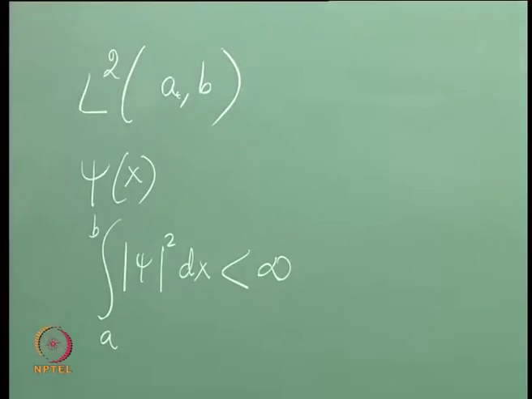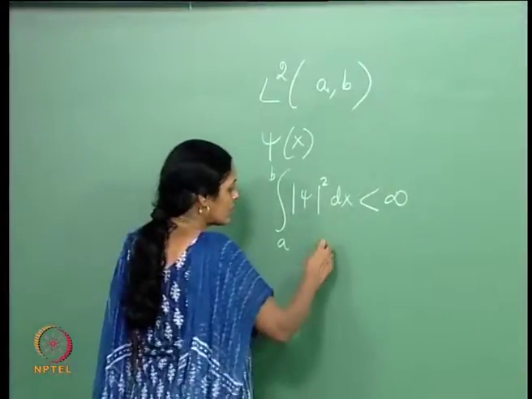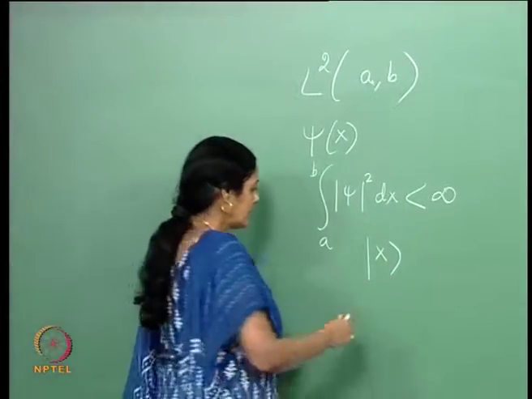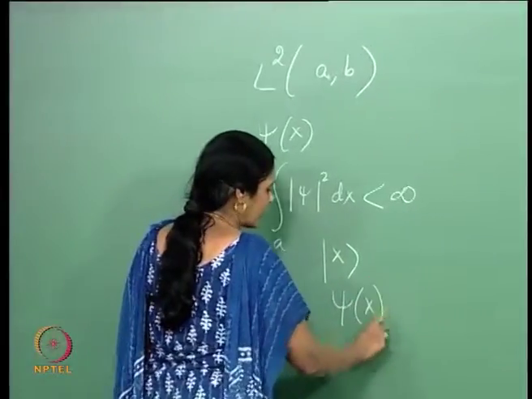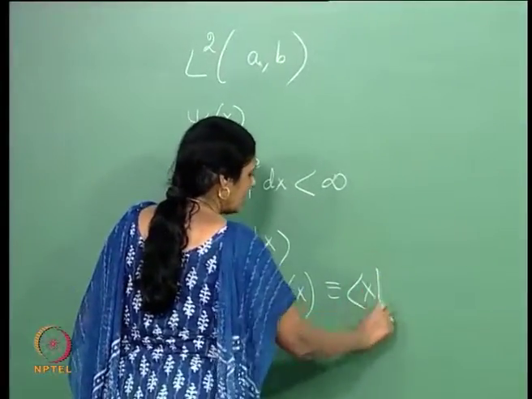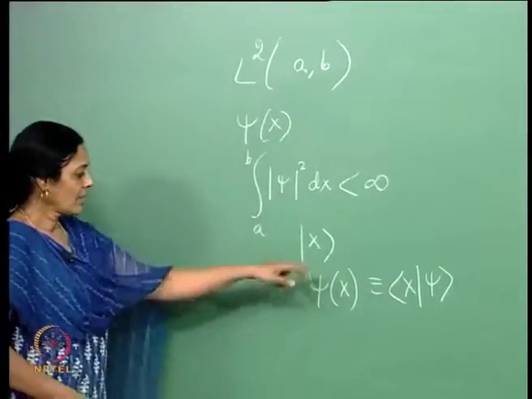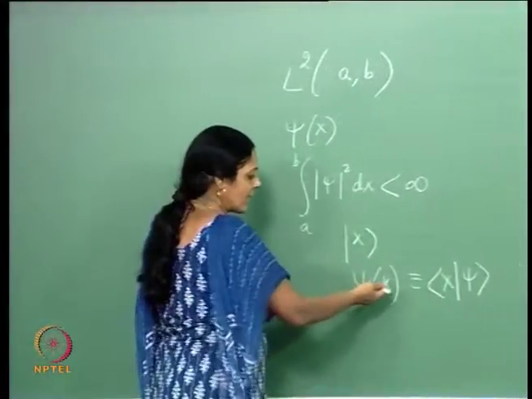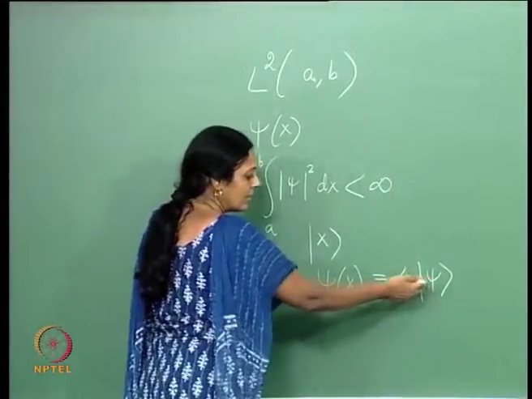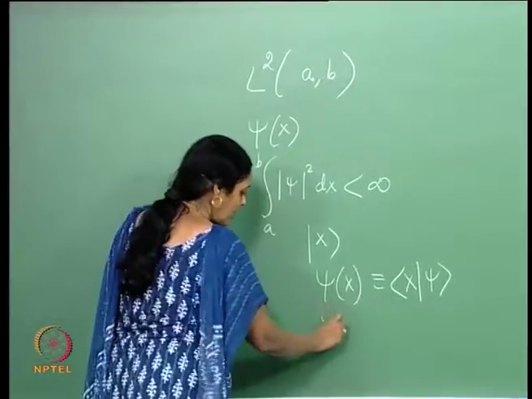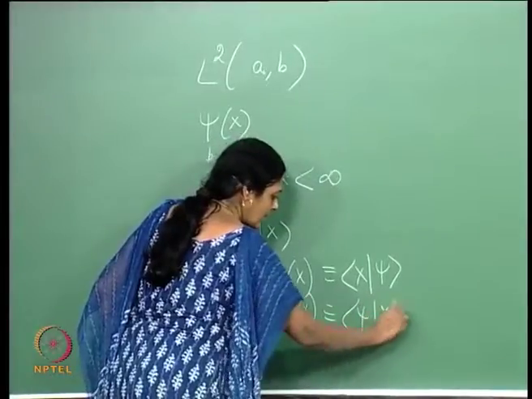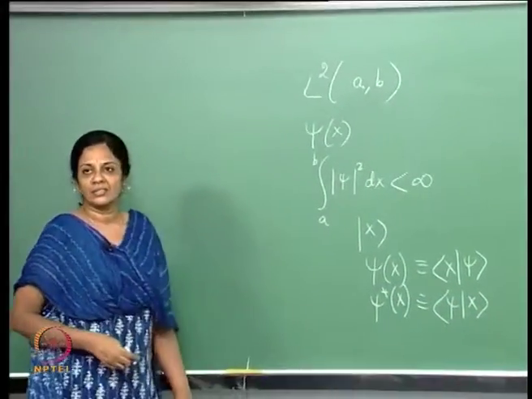So, this is the function space that we are interested in, and we introduced the position basis. It is a continuous basis, and functions psi of x in the Dirac notation are represented in this manner. There is a very logical reason why function psi of x is really this inner product, and therefore psi star of x is represented in this manner.